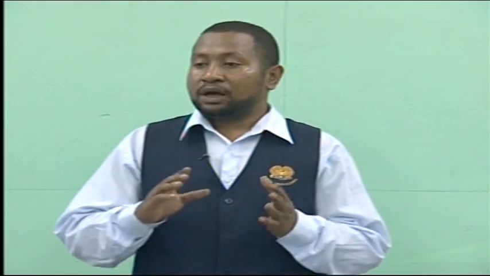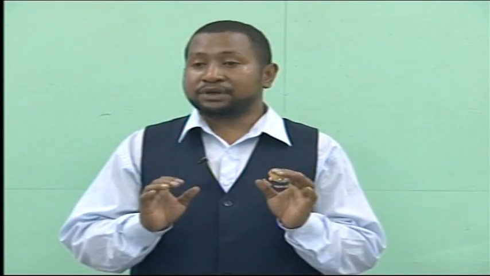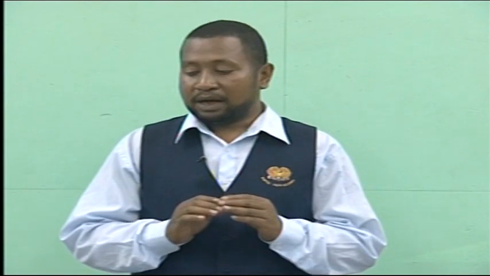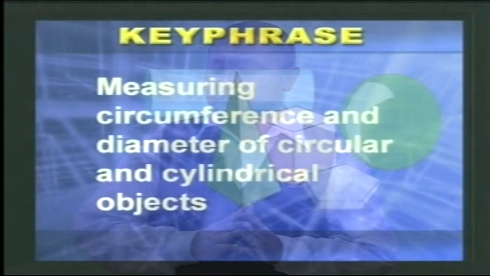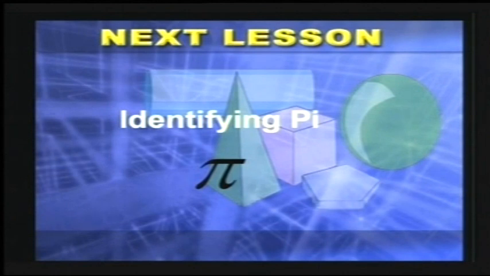Now, for 70s and receiving students, the table which you have got down, please put it away nicely. We are going to use that in our next lesson. So make sure those information that you have collected, you keep them away nicely. Our key phrase for today's lesson is measuring circumference and diameter of circular and cylindrical objects. And our next lesson will be on identifying pi.